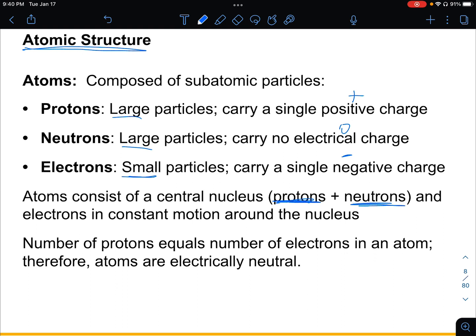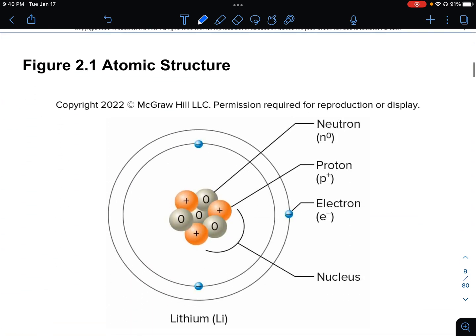So here we're talking about our electrical neutrality again, because the number of protons has to equal the number of electrons in an atom. The neutrons do not have any electrical charge, which is why we only talk about them when we're talking about weight, since they are large particles. For our electrical charge, we need to have the same number of electrons and protons.